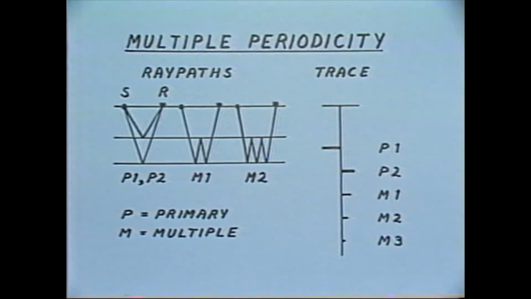And use of this characteristic of periodicity, as it's called, can be made in processing to try to eliminate these multiple reflections from the trace and leave just the primary reflections, which are the ones that we want to see.